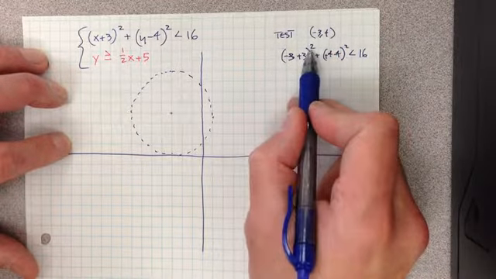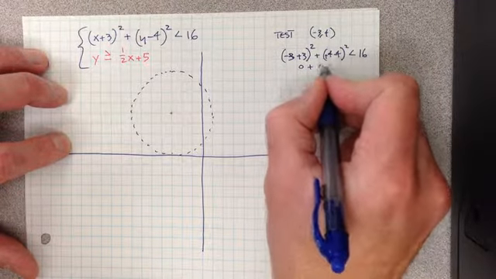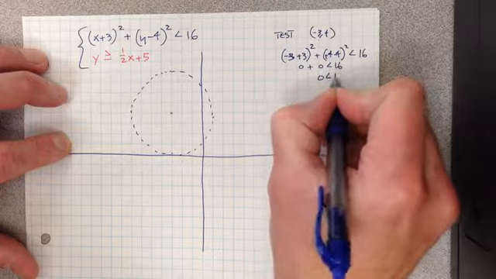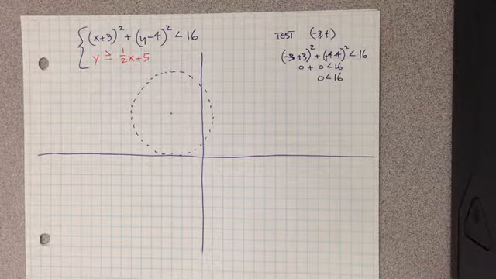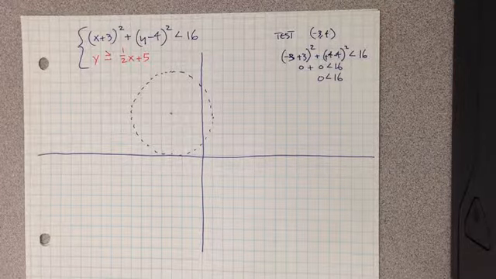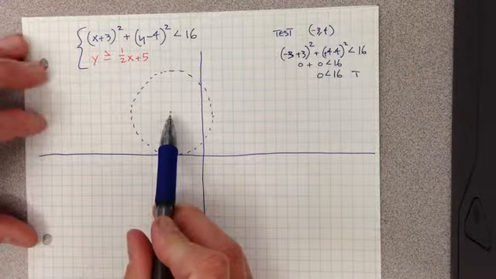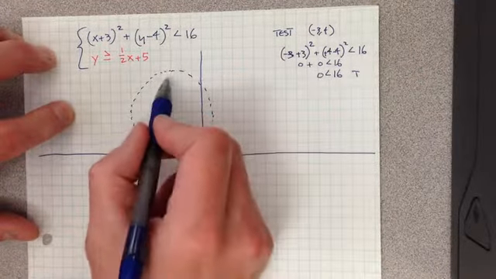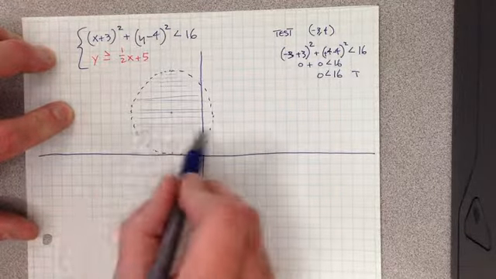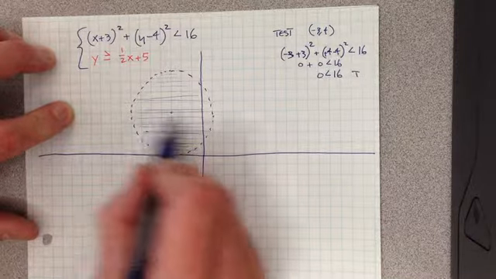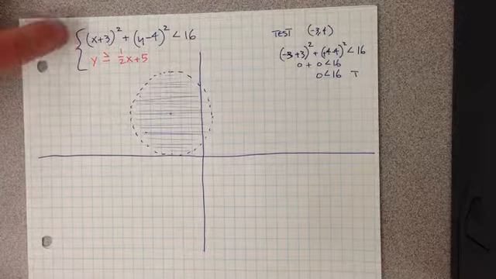Well, −3 plus 3 is 0, 0 squared is 0, plus 4 minus 4 is 0, so 0 plus 0 is less than 16. Is 0 less than 16? Yes, 0 is less than 16. That is true. Therefore, where my test point is, that is true, which means everything else where that test point is will also be true. Everything in that circle is a solution to the first inequality.